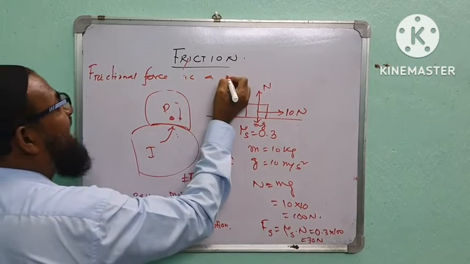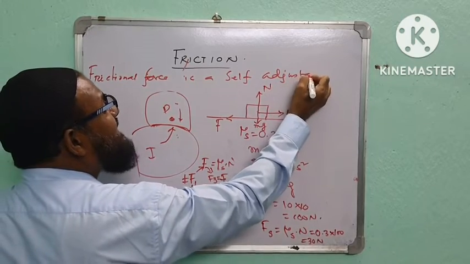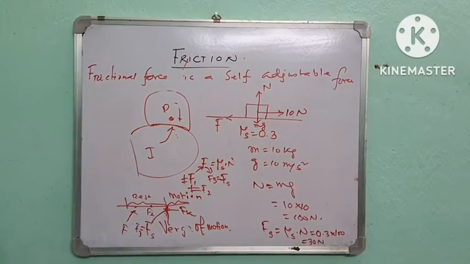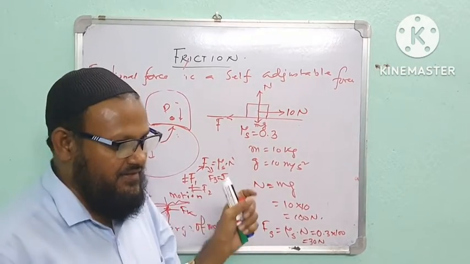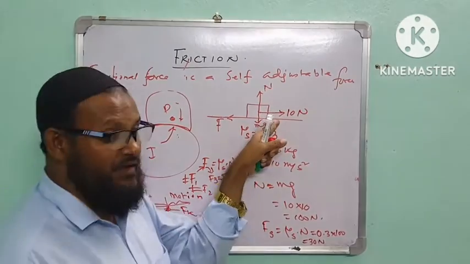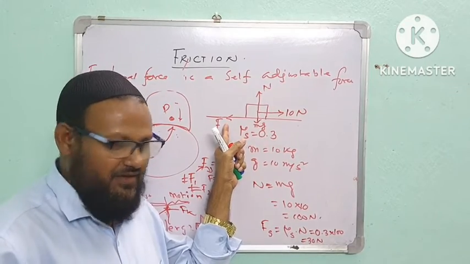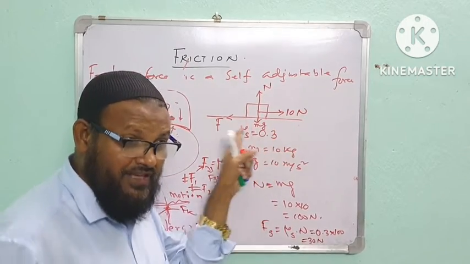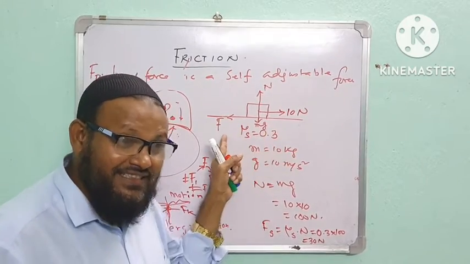Frictional force is a self adjustable force. What is the meaning, please try to understand. Don't write. When 10 Newton is not applied, what was the friction? Zero. If you have applied 1 Newton, what is the friction in this case? 1 Newton. When it is 10 it is also 10, when it is 20 it is also 20, when it is 25 it is 25, it is 29 it is also 29, when it is 30 it is 30.